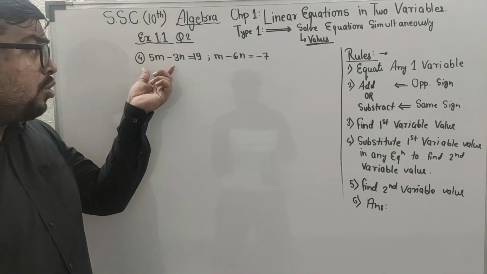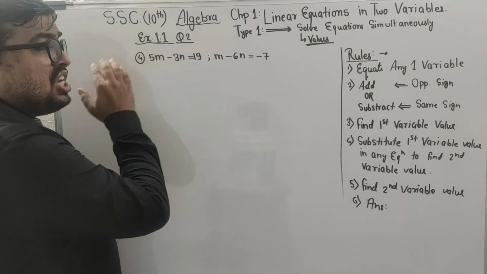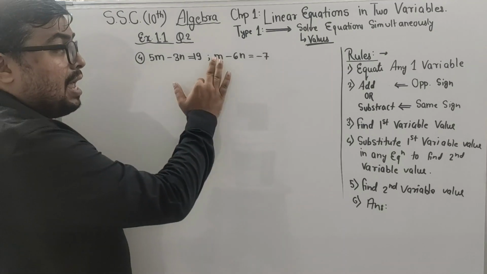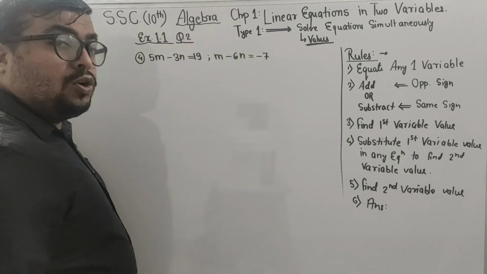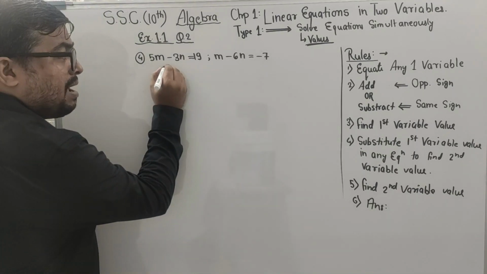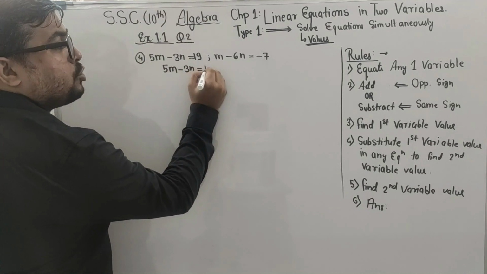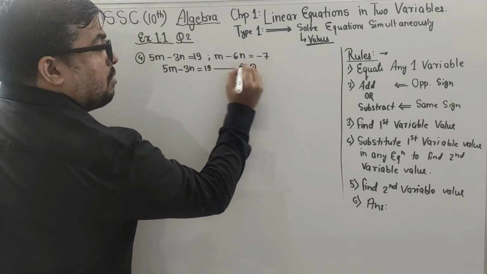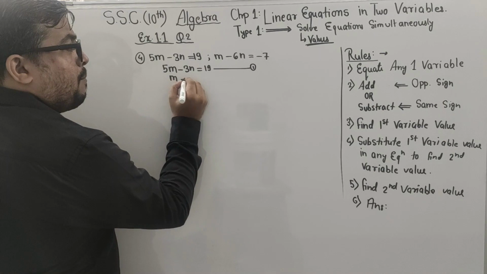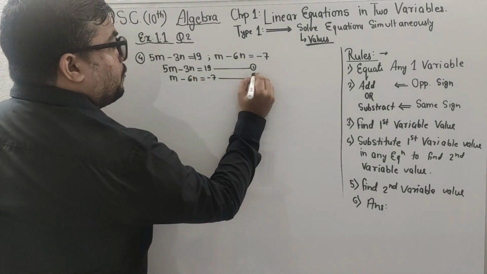Students, this is your question number 4. 5m minus 3n is equal to 19. m minus 6n is equal to minus 7. First, write both the equations one by one. Again, 5m minus 3n is equal to 19, equation number 1. m minus 6n is equal to minus 7, equation number 2.